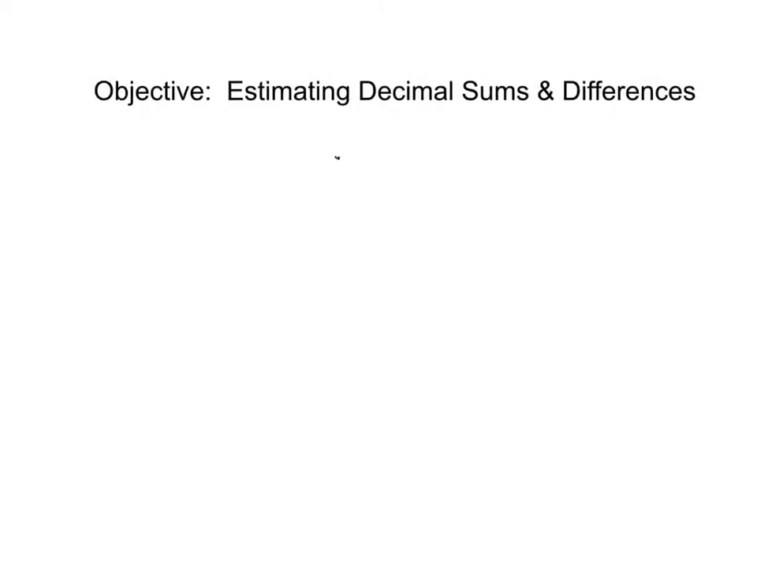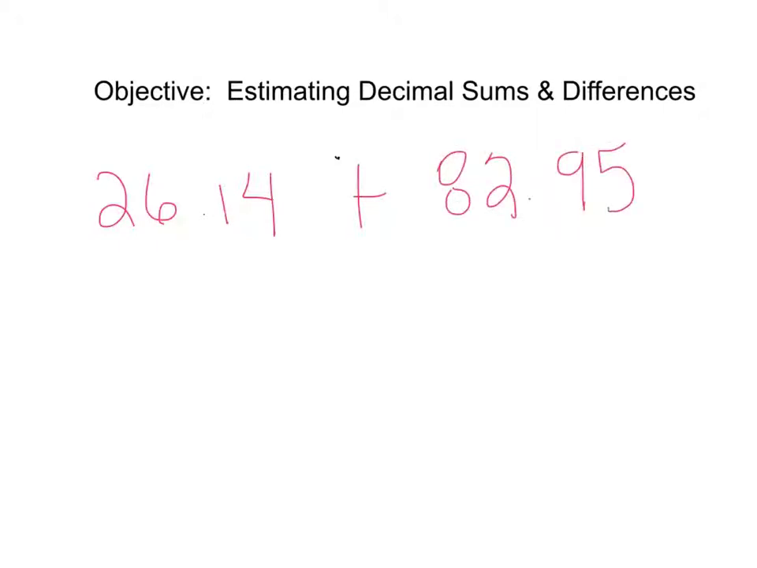Today we will be estimating decimal sums and differences. Here's the problem: 26 and 1400ths plus 82 and 9500ths. First, we're going to go ahead and round both of these numbers to the nearest 10.